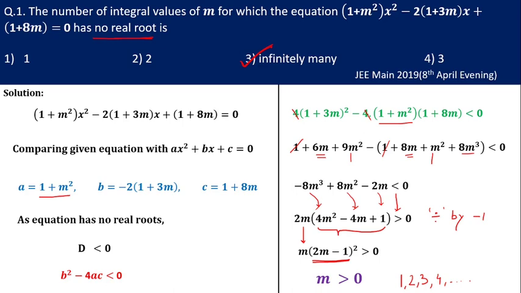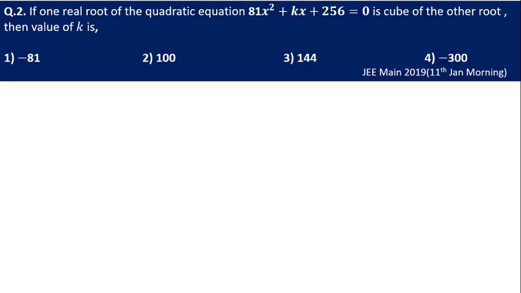Now I am taking one more question. Here it is. If one real root of the quadratic equation 81x square plus kx plus 256 is equal to 0 is the cube of the other root, then the value of k is. Now here 4 options are given, and this is again a question from JEE Main 2019, 11 Jan morning session.